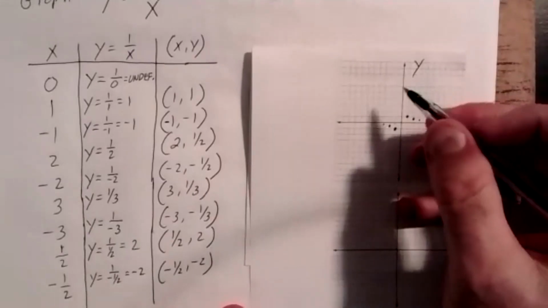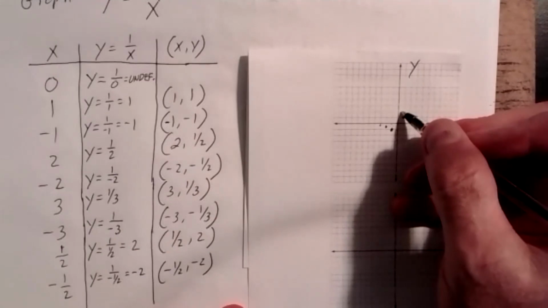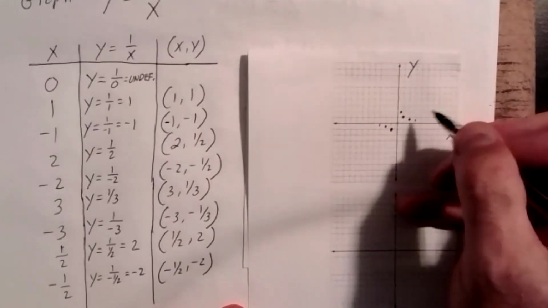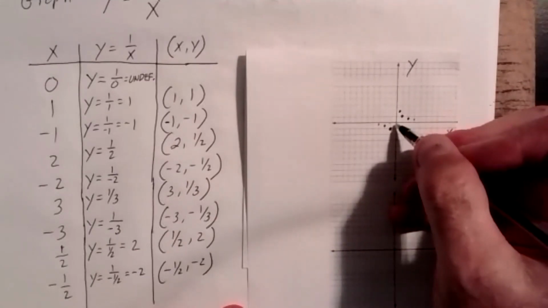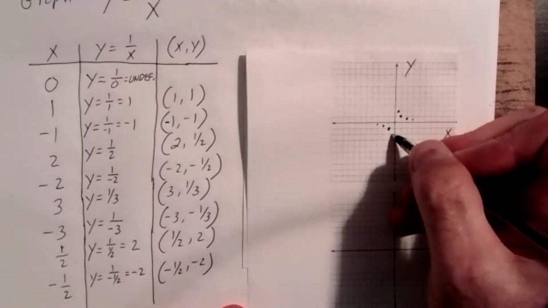So 1/2, 2, start at the origin, we move a half to the right, but then we move up 2. -1/2, -2, we start at the origin, we move just 1/2 to the left on the x-axis and we move down 2.